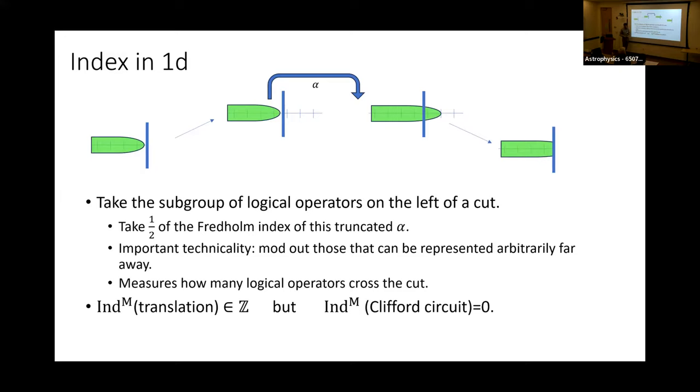For a technical reason, I need to add that. So the index is either a half integer or a whole integer. And basically, this index measures how many logical operators are crossing. If you explicitly calculate, the translation will be some integer, but the circuit will never.